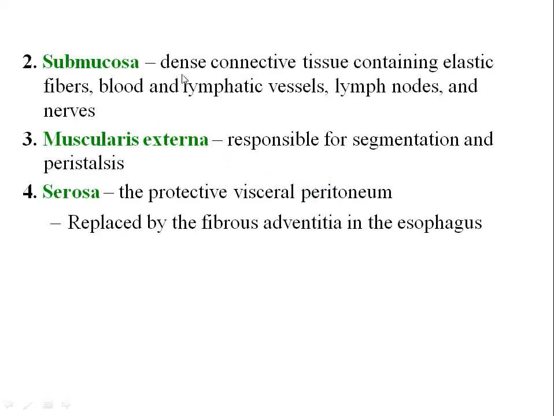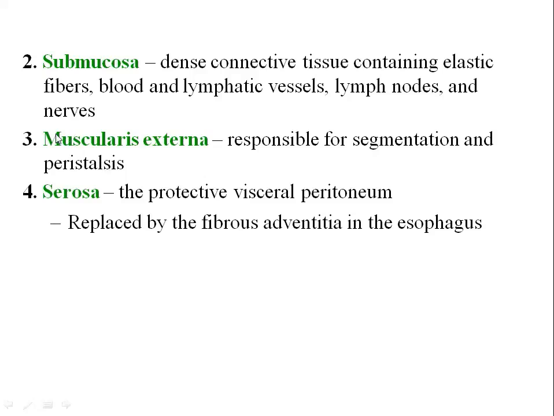Thereafter, there is a submucosa layer, which is a dense connective tissue containing elastic fibers, blood and lymphatic vessels, lymph nodes, and nerves. After the submucosal layer, on the outer side there is a muscularis externa. This is the major muscle portion, which is responsible for segmentation and peristalsis. Here you will find two types of muscles present in the muscularis externa: circular and longitudinal muscle. Peristalsis movement is the responsibility of longitudinal muscles, and the segmentation movement is the responsibility of circular muscles. So both these sets of muscles cause segmentation and peristalsis.